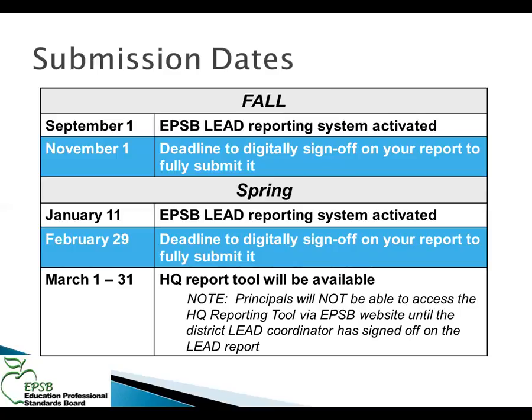Deadline to sign off on the report is November 1st. That does fall on a Sunday this year, so you can sign off anytime that weekend, and we will work with you if you need to wait to sign off until Monday the 2nd. Spring reporting period will open on January 11th and will close on February 29th, so we get an extra day in February this year. And then highly qualified reporting for right now is scheduled from March 1st through March 31st.